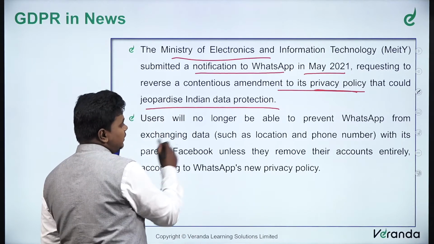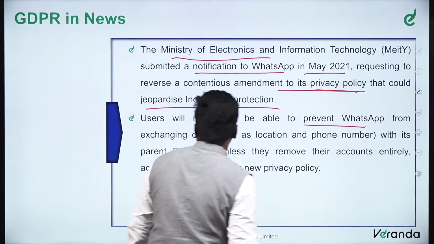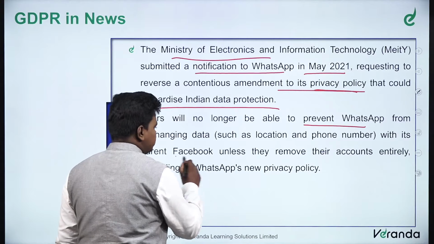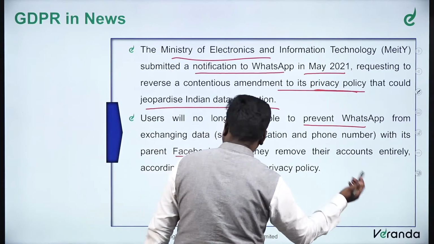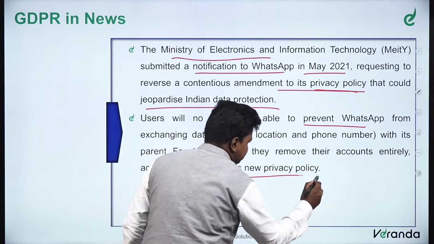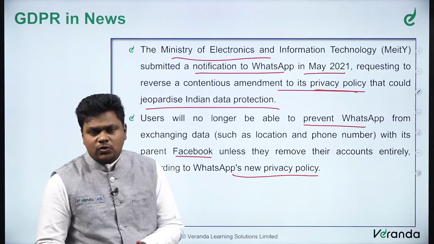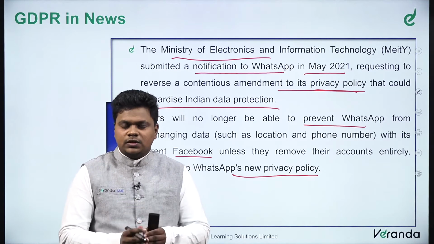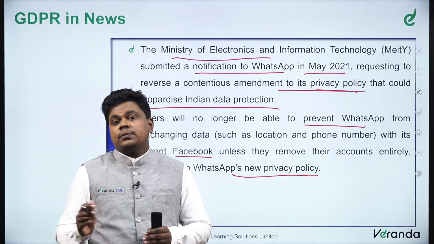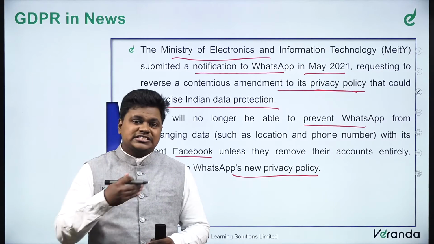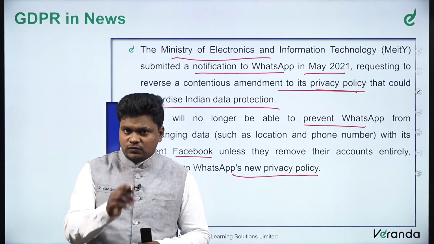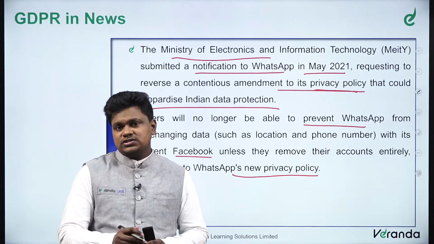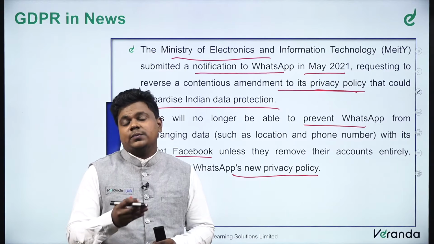Users will no longer be able to prevent WhatsApp from exchanging data such as location and phone number with its parent Facebook unless they remove their accounts entirely, according to WhatsApp's new privacy policy. So, what is the new privacy policy? We all know that Facebook is the parent company of WhatsApp. So, WhatsApp can, without the permission of the user, share the user's location, phone number, and the details present in WhatsApp with its parent company, Facebook.